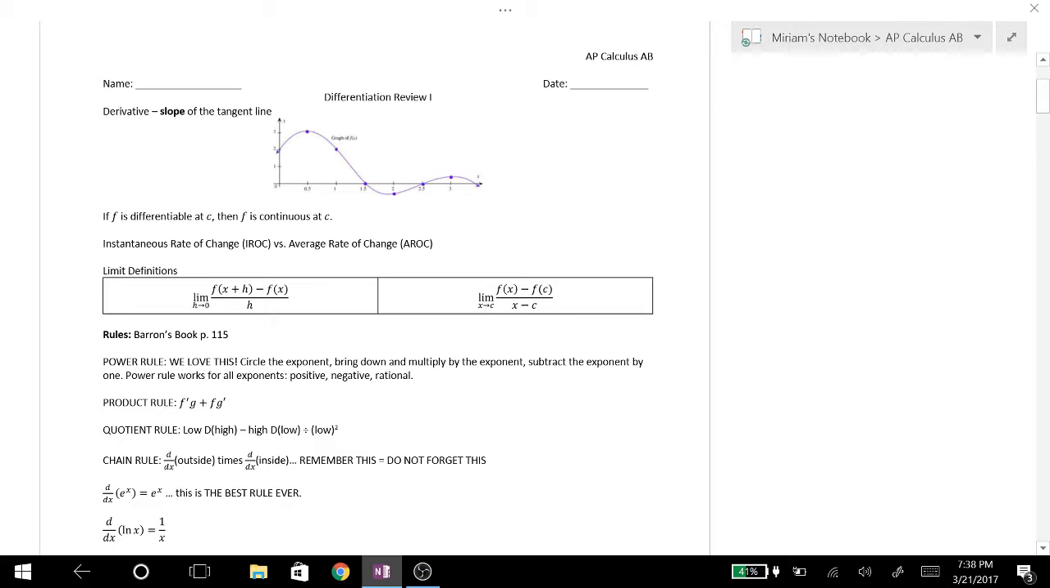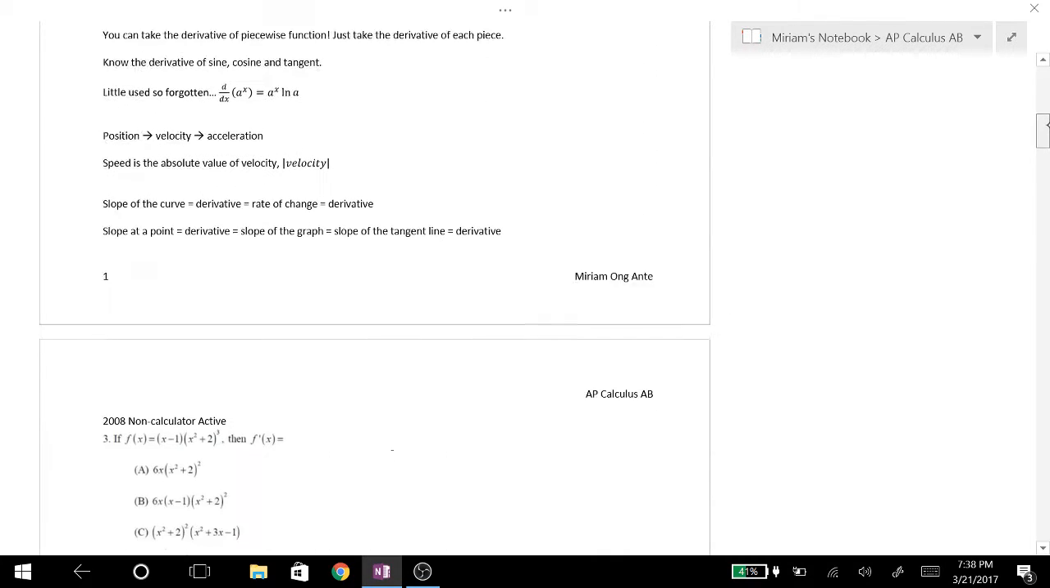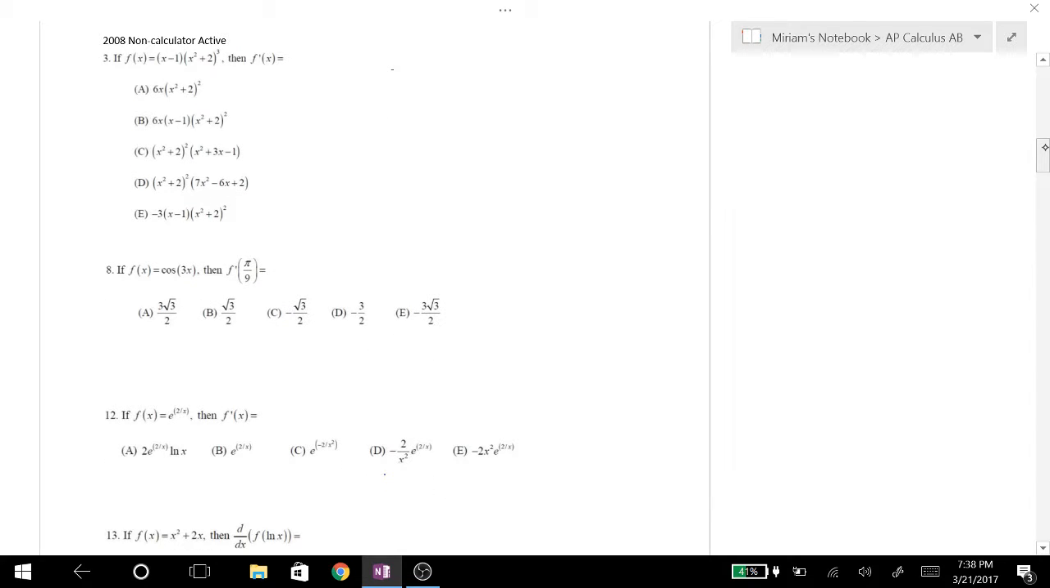So there's a front page with some major key concepts and parts of derivatives that I've written out for you. Alright, I'm going to start with the first set of exercises from the AP exam on derivatives.